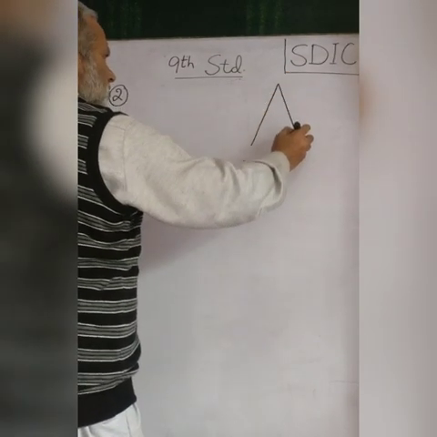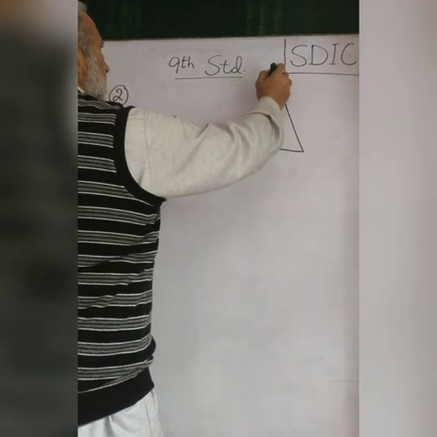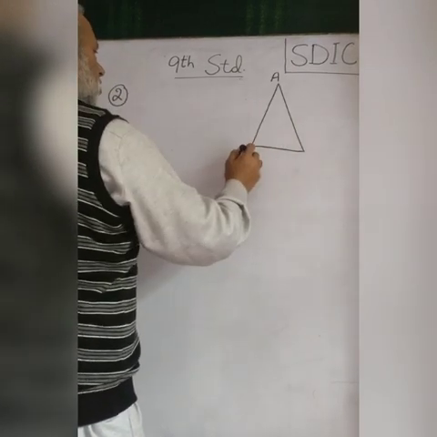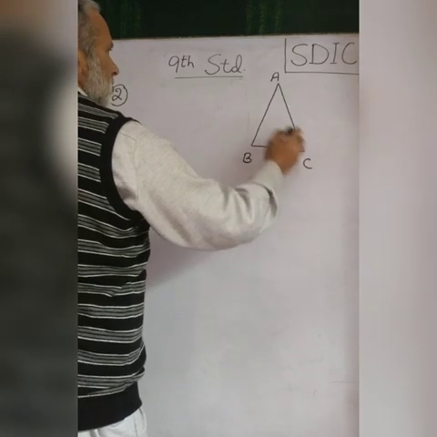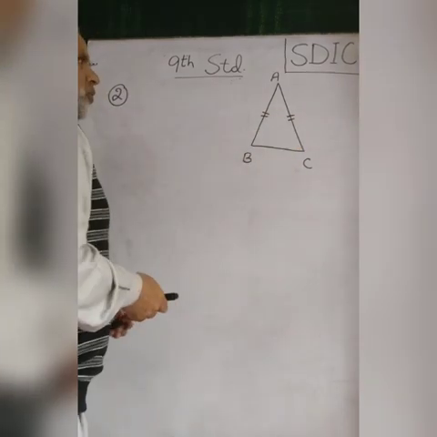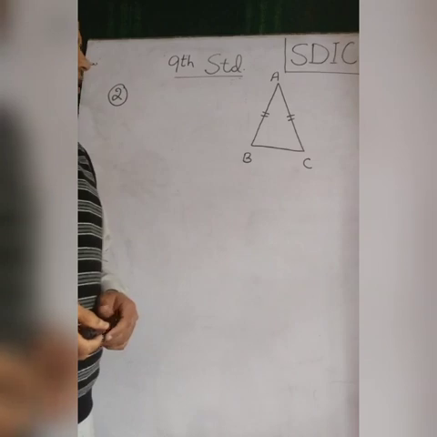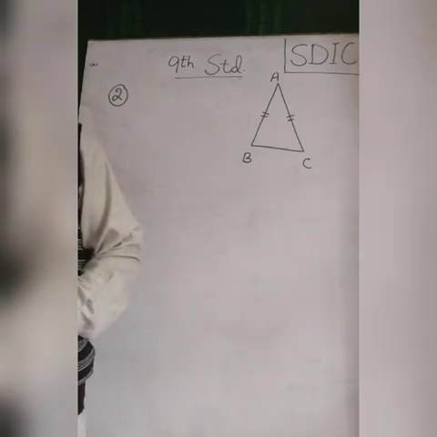A triangle with 2 equal sides is called an isosceles triangle. The names of the equal sides are given, AB and AC. Let us mark both those sides by 2 short lines showing those are equal. AB is equal to AC.